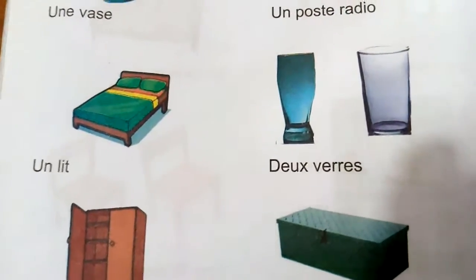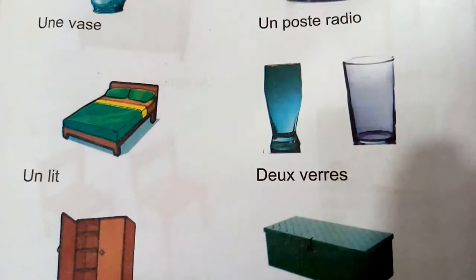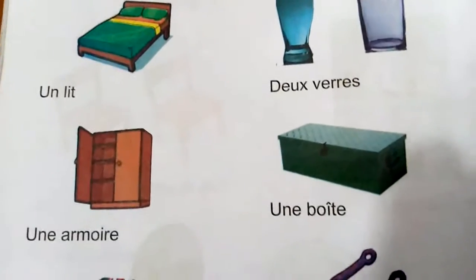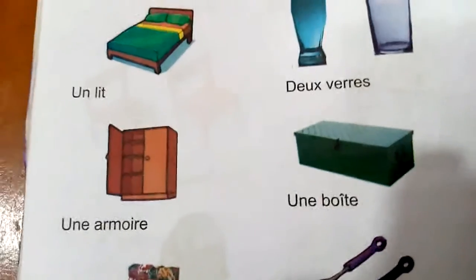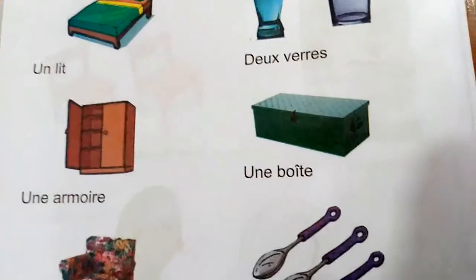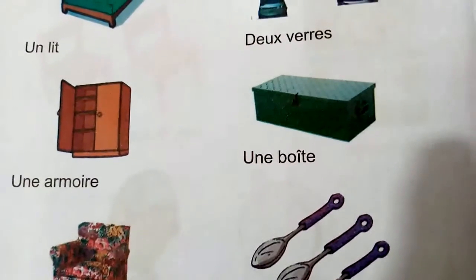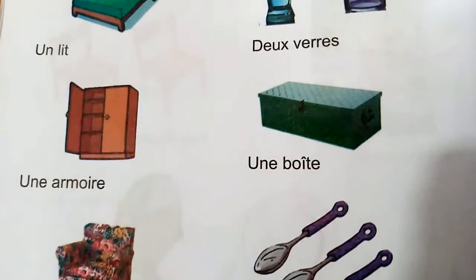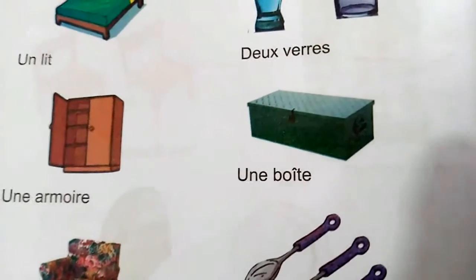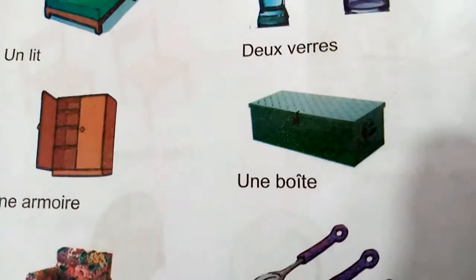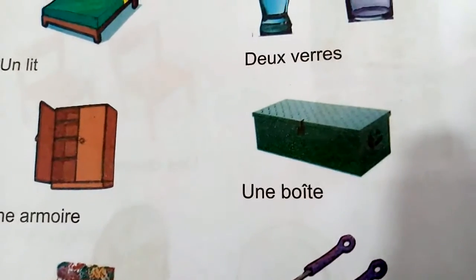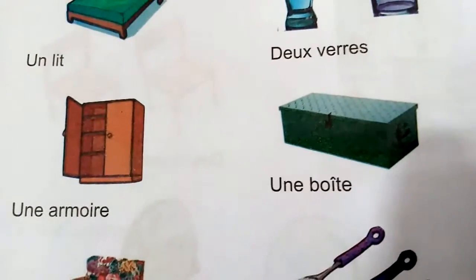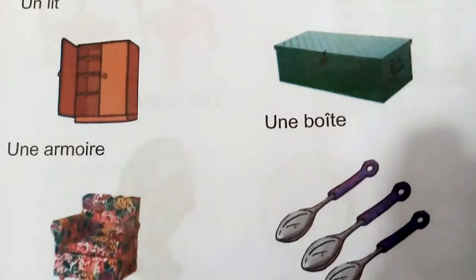Alright, you see two glasses there, because it's more than one, you say des verres. So the S will still remain silent. So you see our wardrobe there, it might be different from the one you have, but it's called une armoire. Une armoire is a wardrobe, and you see a box. This looks more like the olden box, the ones we had before, so it might be different from the one you find in your house. So a box is une boîte.